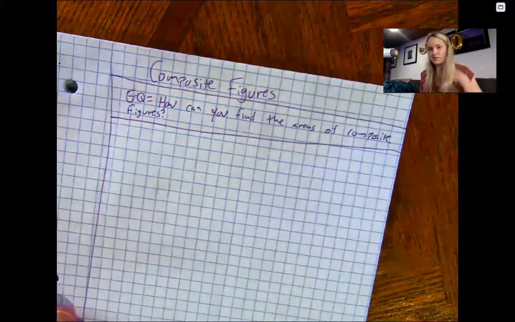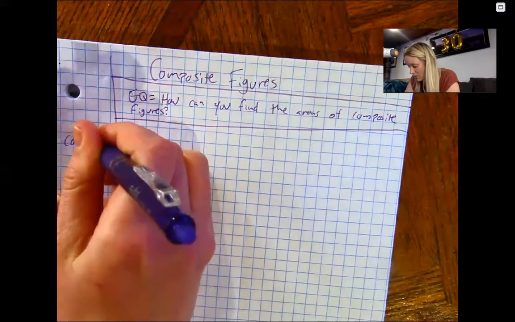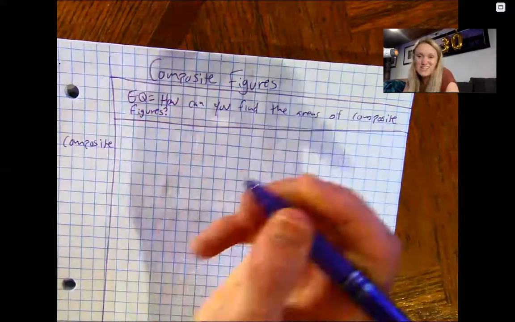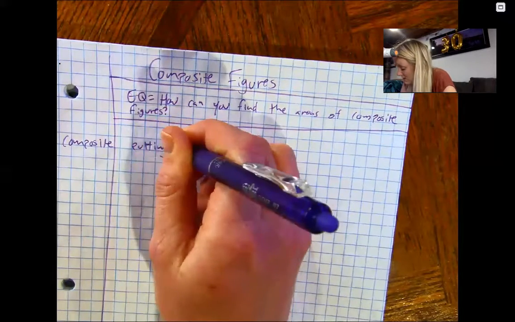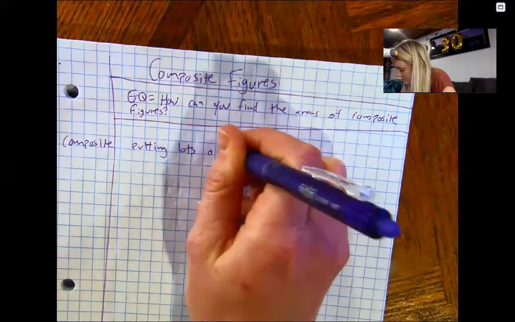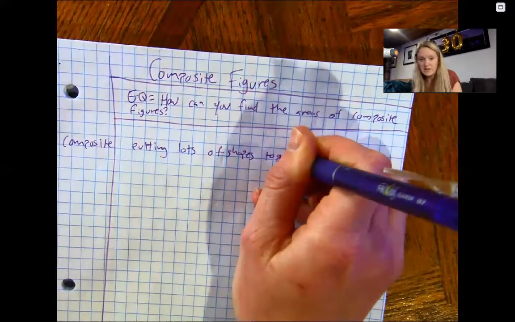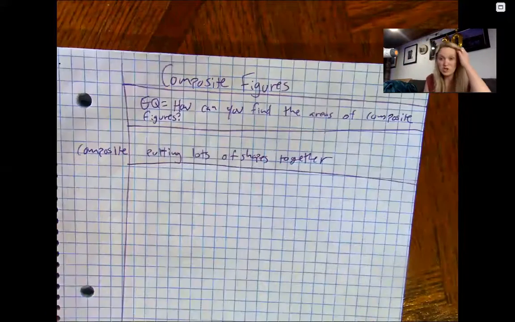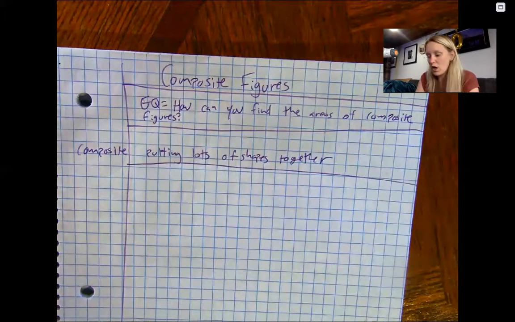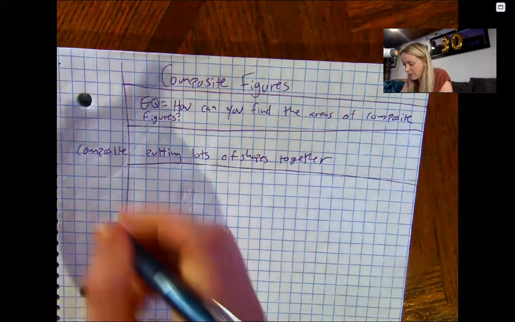So how can you find the areas of composite figures? So again, let's talk about composite. Composite means lots of things put together, basically. So composite figures is putting lots of shapes together. Okay. So you're going to be finding the area of composite figures, and that's just when lots of shapes have been put together to make a more complicated looking image. So we'll start with some more basic ones, and then we'll work our way up.